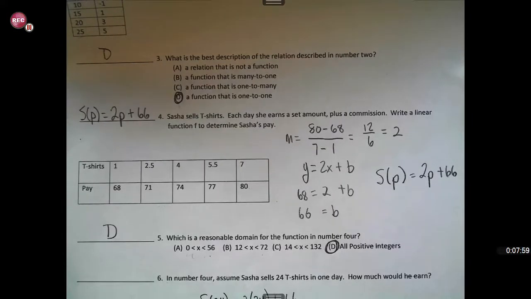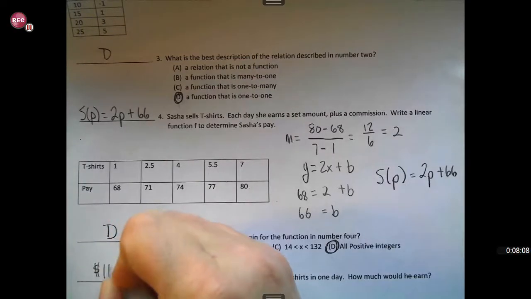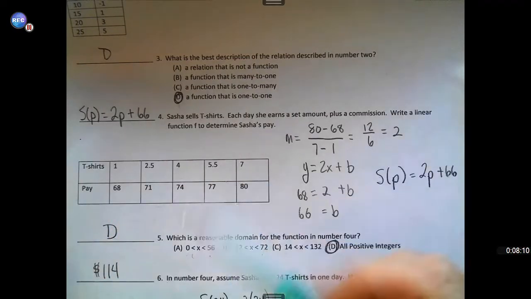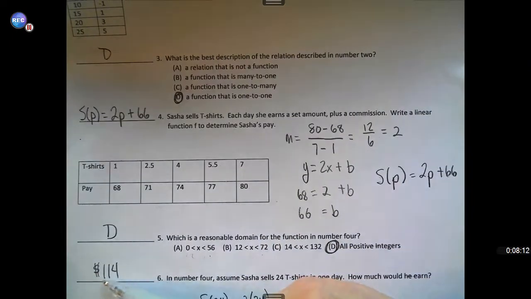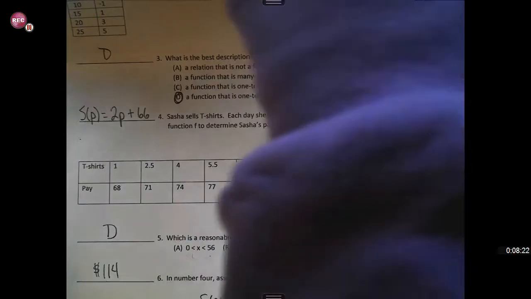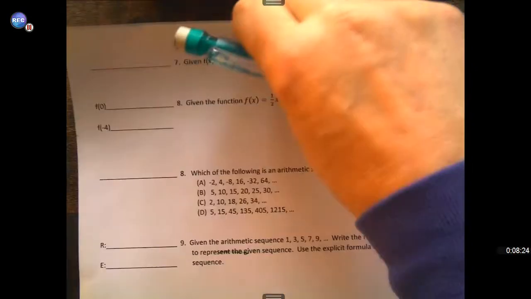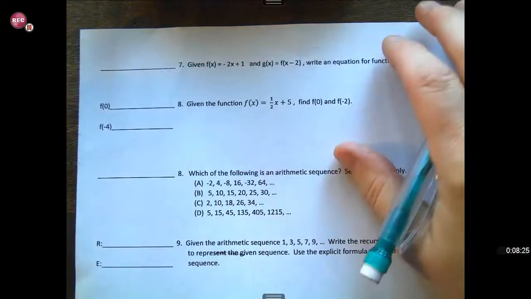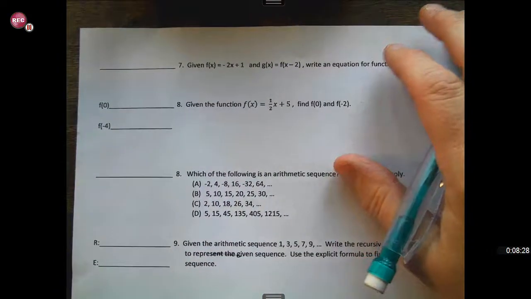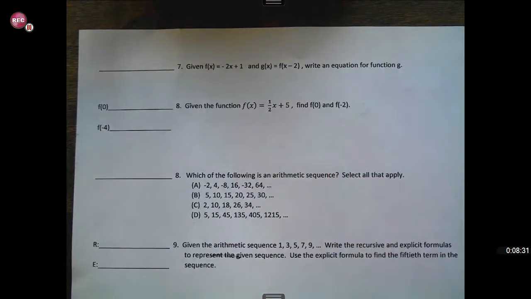So if she makes or sells 24 t-shirts in one day, how much would she earn? $114. And some of you are out of the habit of putting units on there. You need to put the units on there, and in this case it's dollars. The quiz we took that was over this section, I let that go. But if you don't label your answer with units, then it's not going to be good.